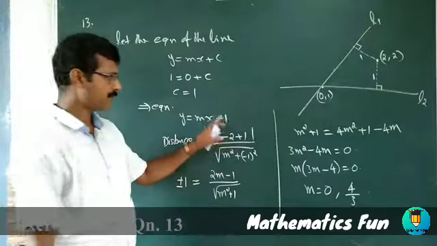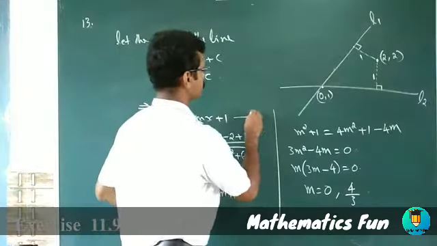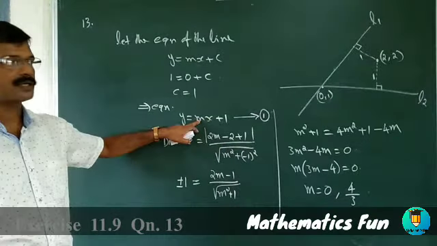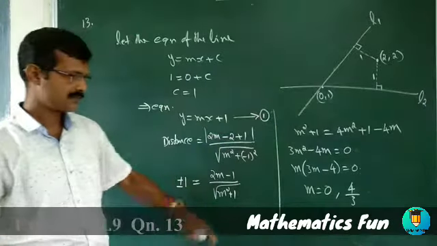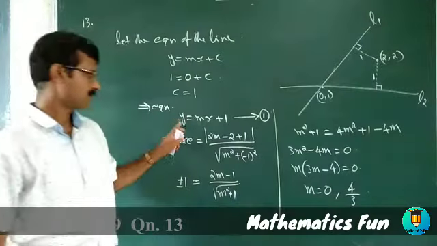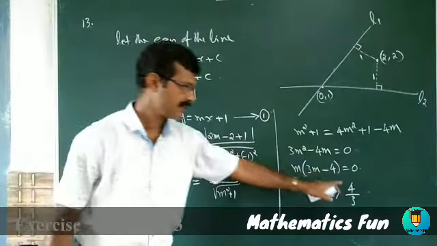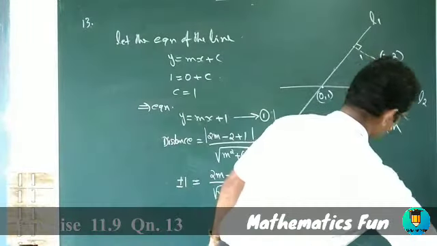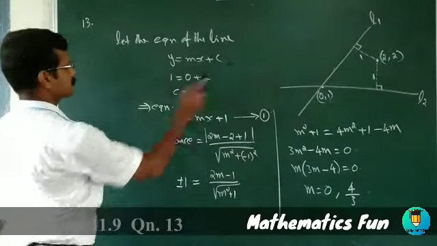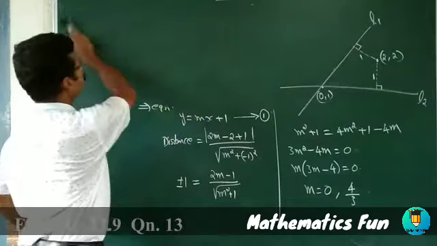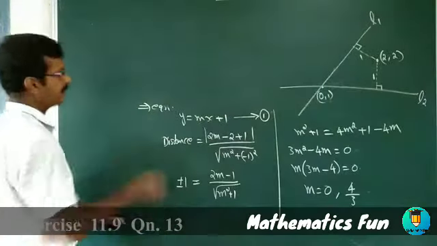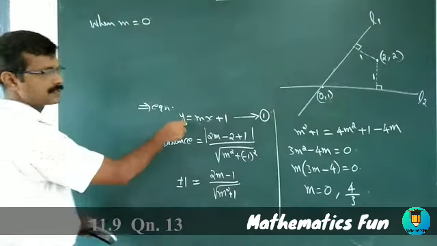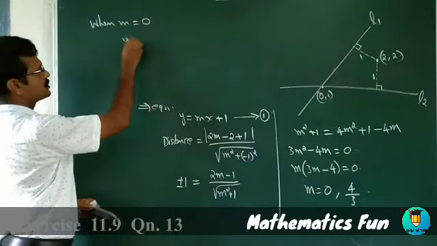Now this m value, if I put here, this is step number 1. These m values if I substitute here, I will get both the lines. First of all I will put 0, then I will get one of the lines, and secondly I will put 4 by 3, I will get the second line. So now I am going to substitute that. When m is equal to 0, I am substituting in 1, y is equal to 1.